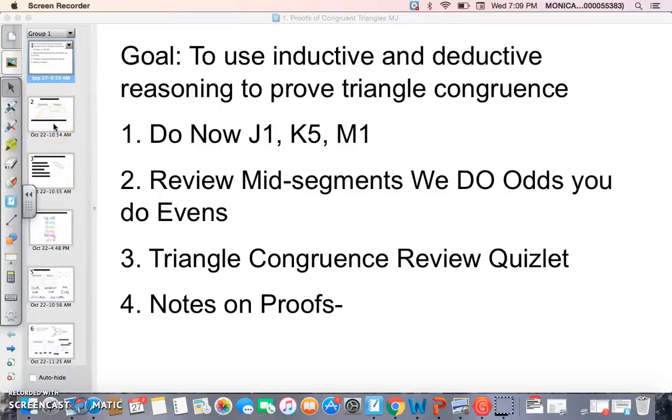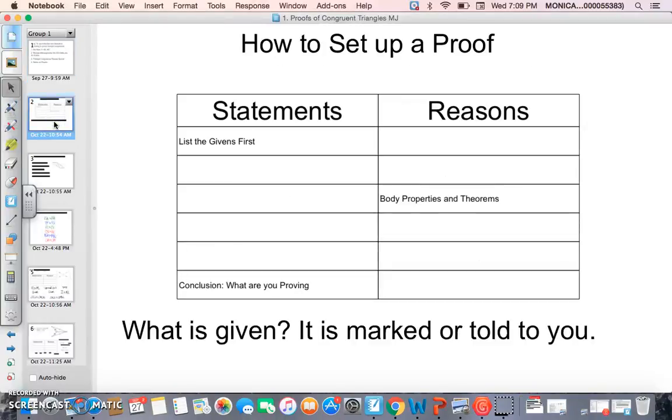So today we're going to put it all together, and we're going to do one of my favorite things, which is proofs. And we're specifically just going to prove that 2 triangles are congruent. And so how do we do this? Well, to set up a proof, you always have your statements on the left and your reasons on the right.